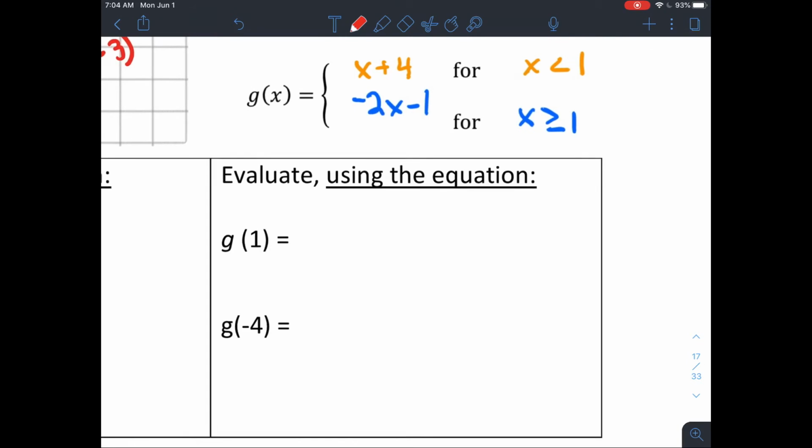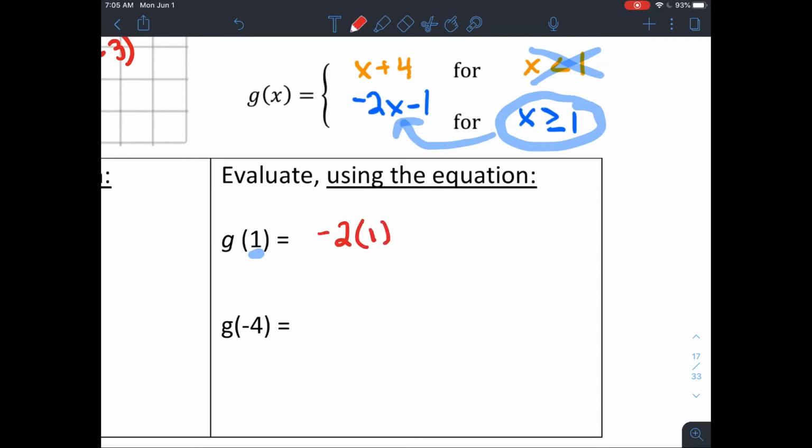We should get the same thing when we evaluate it using our equation. So if you're thinking about plugging in 1 into this piecewise function, you first have to decide whether to use the orange or the blue equation. If you look at your inequality, 1 is not less than 1, so we're not using the orange equation. It is equal to 1, so we'll use the blue equation and plug in an x value of 1. You end up with -3.